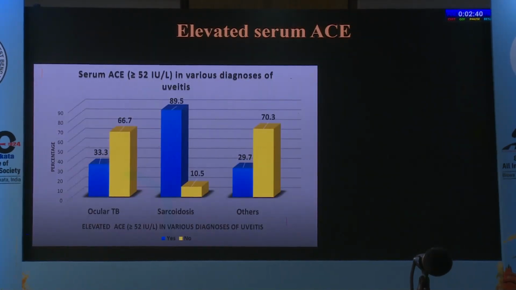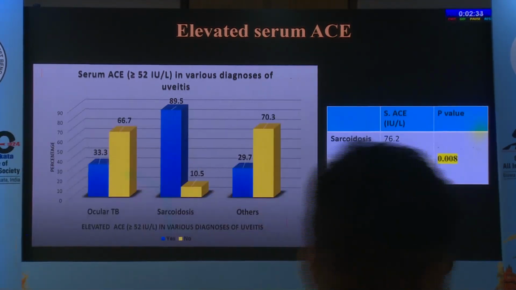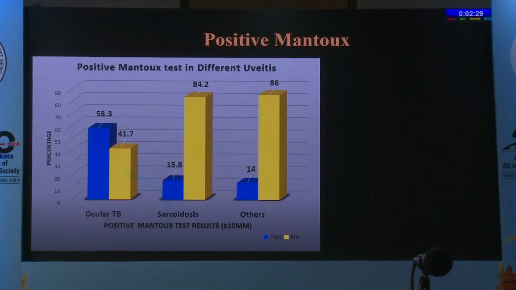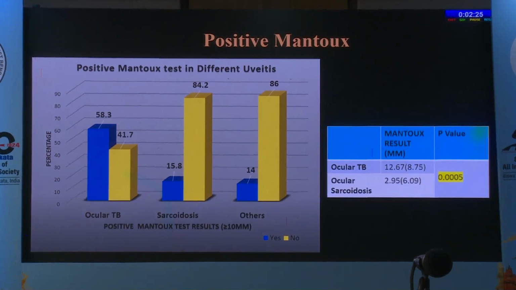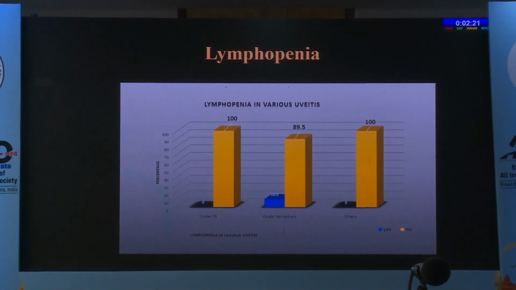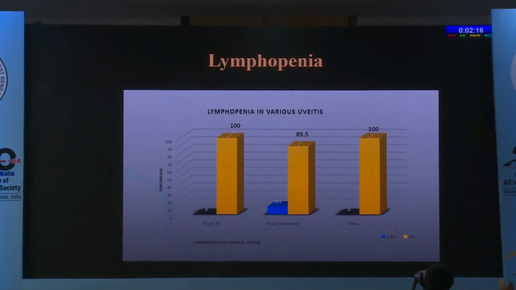ACE was elevated in 89% of sarcoidosis and only in 33% of ocular TB. The mean value was 76.2, which was statistically significant compared to TB. MANTU was positive in 58% of TB patients and only in 15% of sarcoid patients. The mean value was 12.67, which was also statistically significant. Lymphopenia was seen only in the sarcoid group in 10% and it was not seen in the other groups.